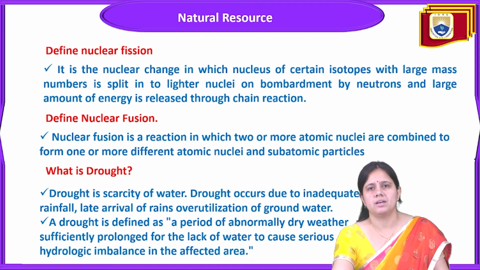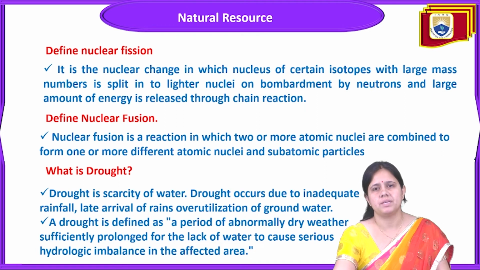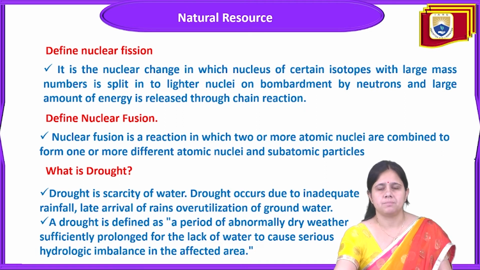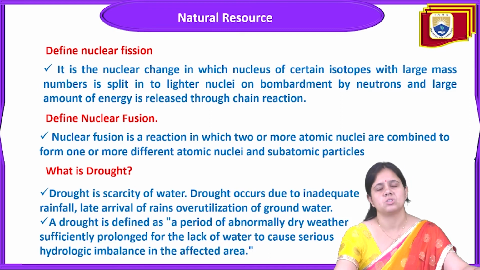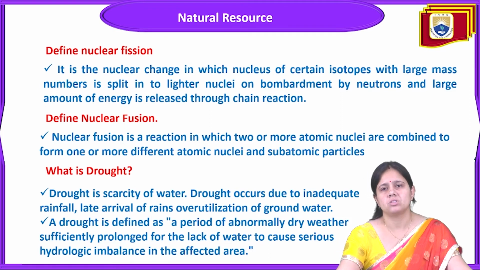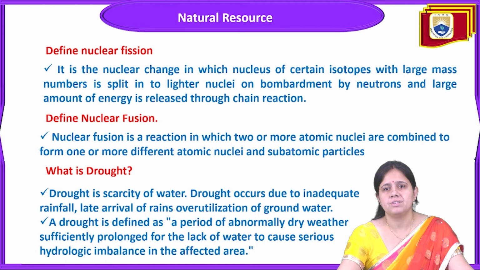The next term associated with this topic is to define nuclear fission. Nuclear fission is a non-renewable source of energy, though sometimes it can be considered under renewable sources also. So what happens in the process of nuclear fission? Nuclear fission is the splitting of nuclei by the bombardment of neutrons, and a large amount of energy is released through a chain reaction.